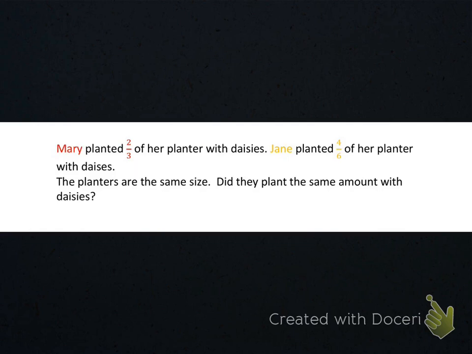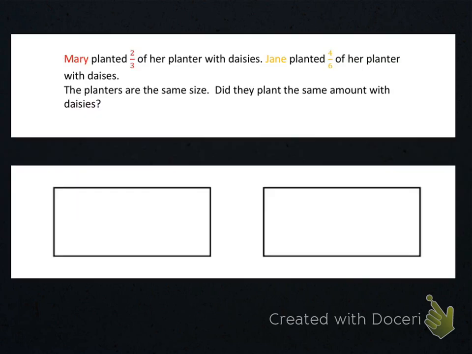Let's take a look at a problem using equivalent fractions. So our problem says that Mary planted 2/3 of her planter with daisies. Jane planted 4/6 of her planter with daisies. The planters are the same size. Did they plant the same amount with daisies? Well, one way to solve this, again, just like we did when we compared fractions, is to come up with a model. Whenever you're trying to solve a problem with fractions, it's always best to use a model.